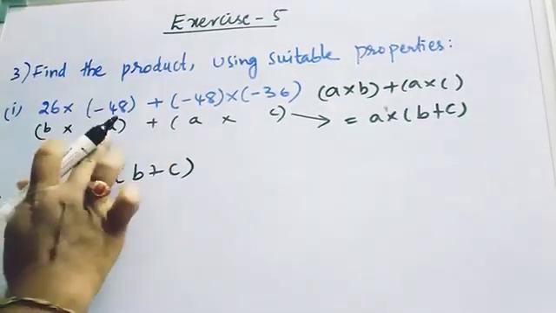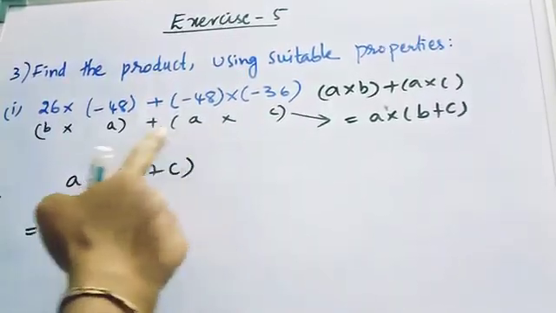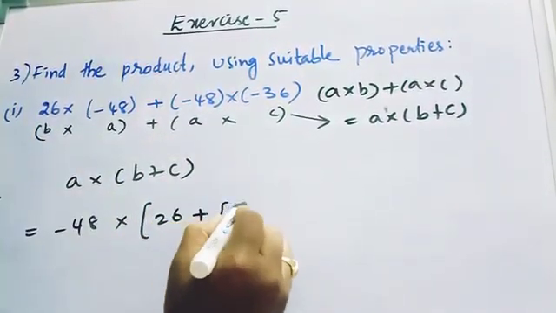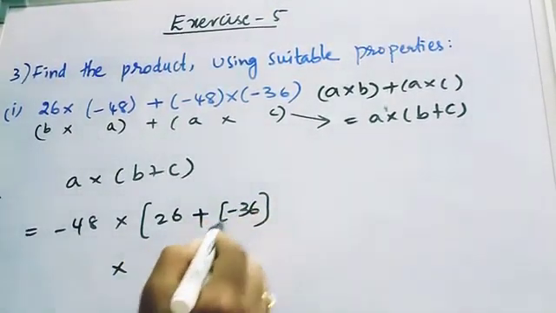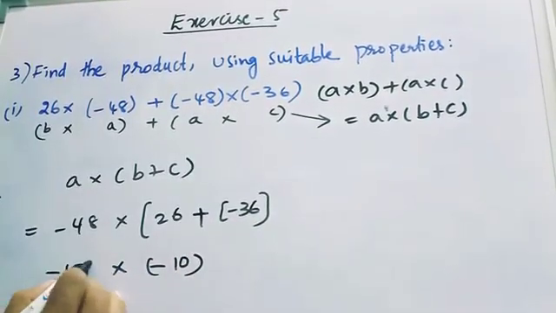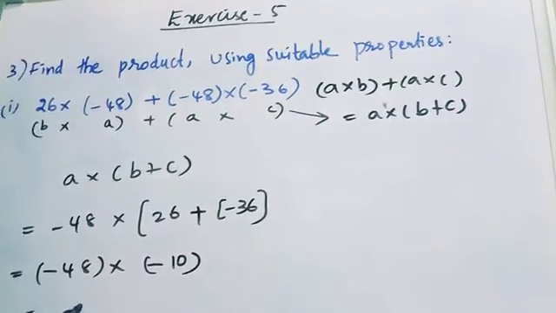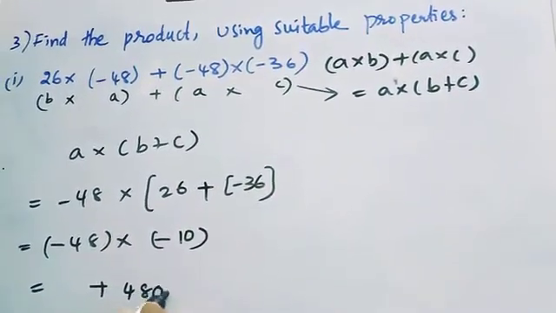So what is the A value here? Minus 48 into the B value here, 26, then plus the C value, minus 36. So 26 plus 36, what will you get? Minus 10. Then this side we have minus 48. So the final answer is minus into minus, plus, that is 48 into 10, 480.